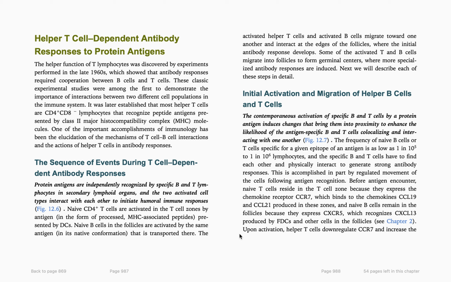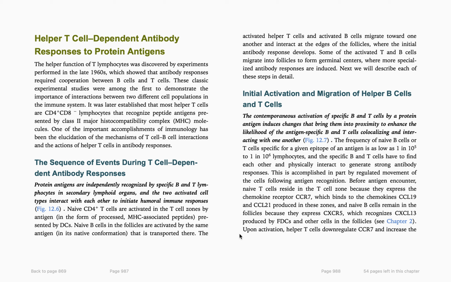Initial activation and migration of helper T cells and B cells. The contemporaneous activation of specific B and T cells by a protein antigen induces changes that bring them into proximity, to enhance the likelihood of the antigen-specific B and T cells colocalizing and interacting with one another.